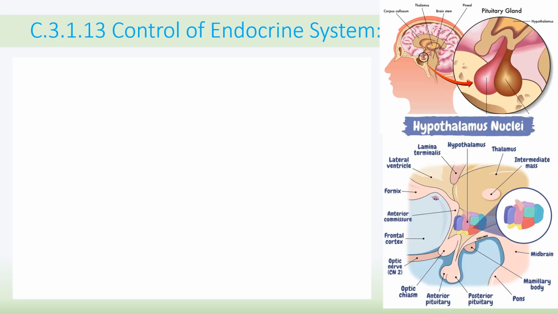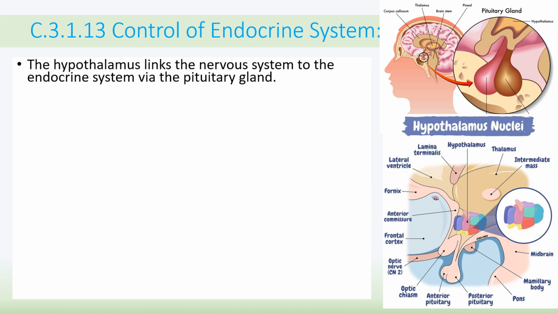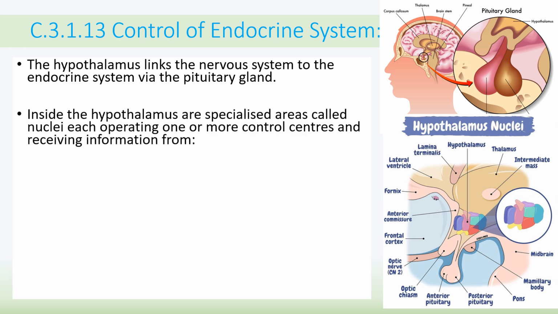So the endocrine system where all these hormones are being released is controlled by the hypothalamus, and the hypothalamus links the nervous system to the endocrine system via the pituitary gland. So the hypothalamus will receive signals and it sends messages to the pituitary gland to release different hormones. The hypothalamus has specialized areas called nuclei, each operating different control centers that it receives information from. So here you can see the nuclei, the different groups around the hypothalamus.